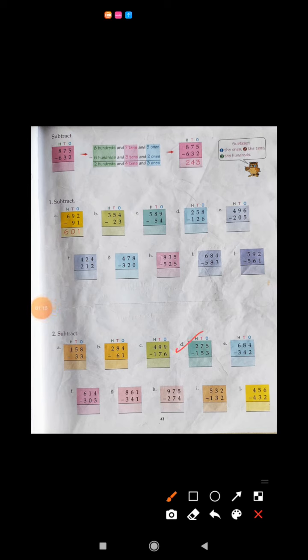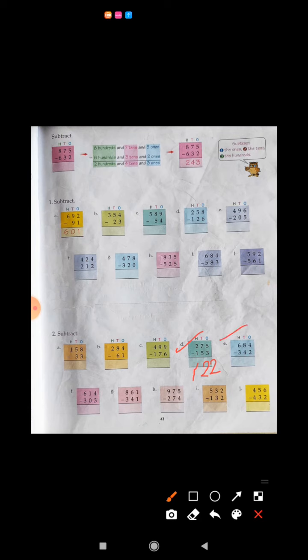The question is 275 minus 153. First we will subtract 5 minus 3, write here 2. Now subtract the tens. 7 minus 5, 2. Subtract the hundreds. 2 minus 1 is 1. The answer is 122. Come to E part.